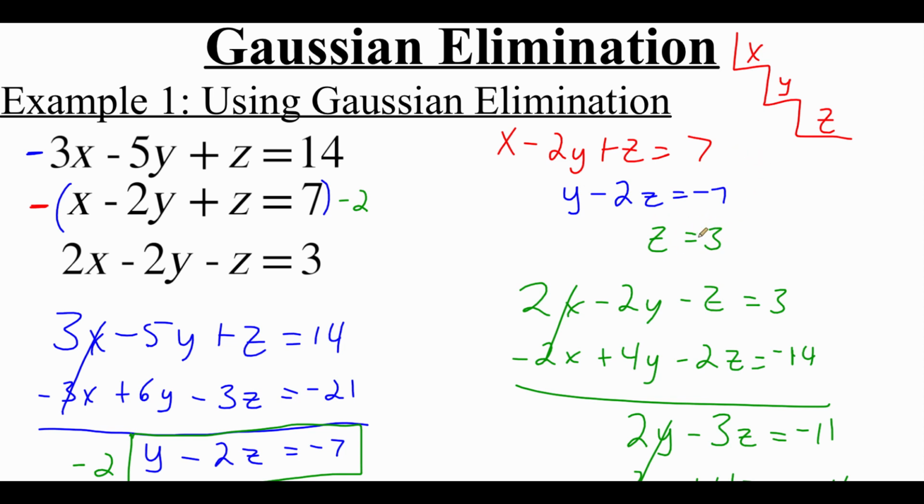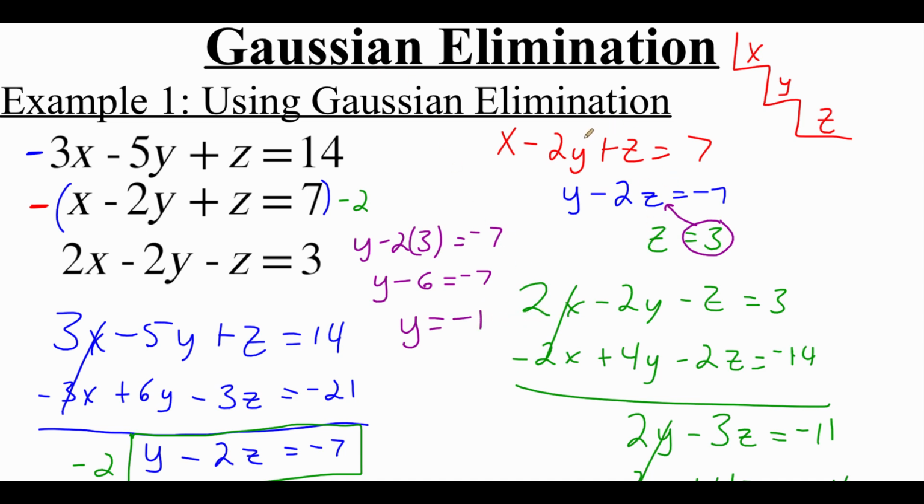We just figured out that our z value was 3, but we still need to find our y value, and we still need to find our x value. So first we're going to find our y value. Now we know that z is 3, so I'm going to take that 3 and we're going to work our way up. I'm going to plug that 3 in for z in my next equation up. So I get y minus 2 times 3 equals negative 7. Now negative 2 times 3 is negative 6, so y minus 6 equals negative 7. I add the 6 over to the other side, and we should get a y value of negative 1.